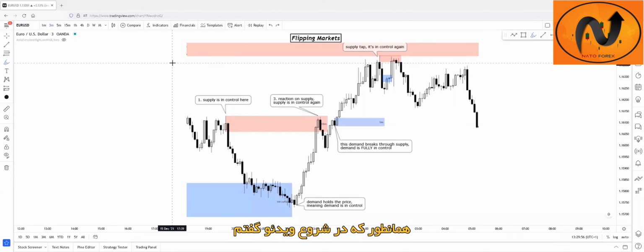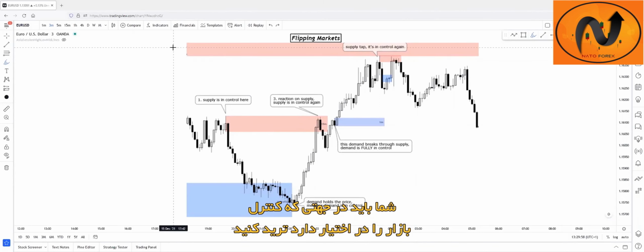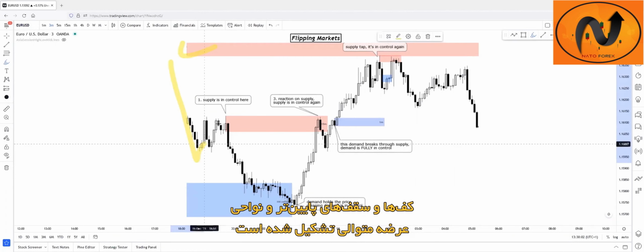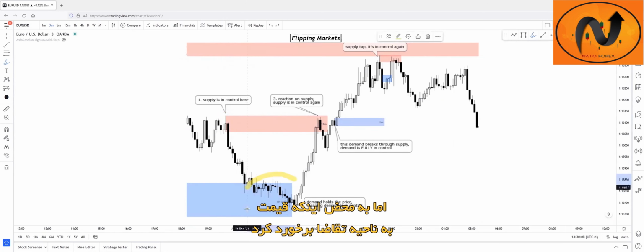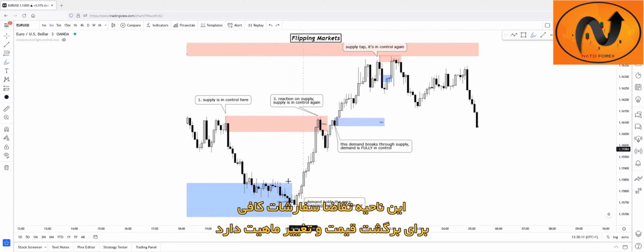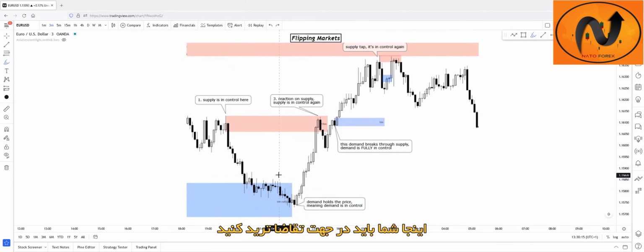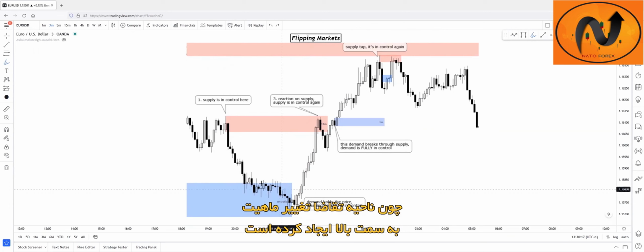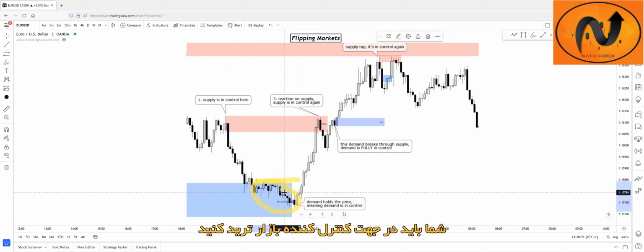Okay, as I said in the beginning of the video, you always want to trade the controlling side of the market. So supply was in control because it was creating a series of lower lows and lower highs over and over again, forming supply zones. But as soon as price stepped into a demand zone, and this demand zone had enough power to reverse the price and create a change of character, you will want to see demand trades, because demand did a change of character to the upside and took over control from supply.